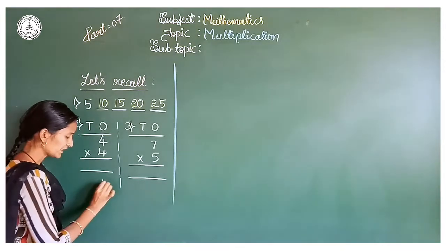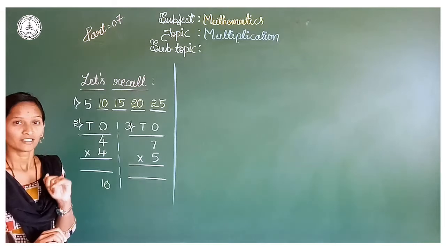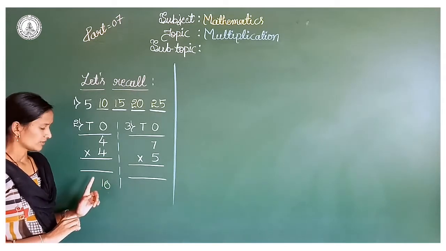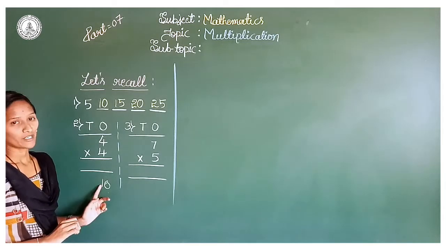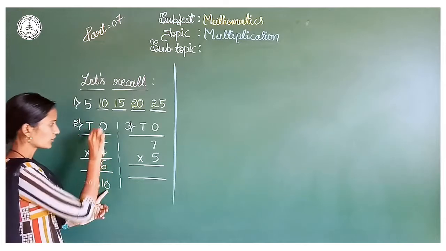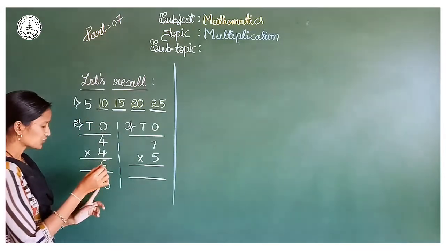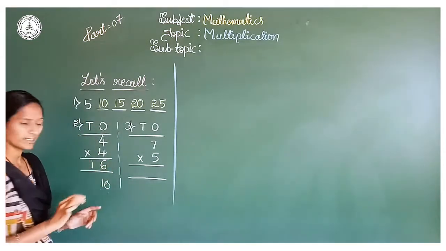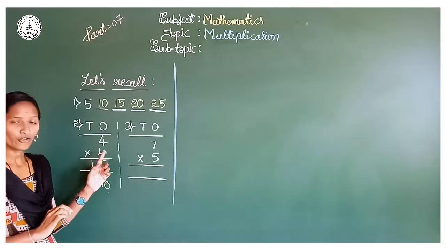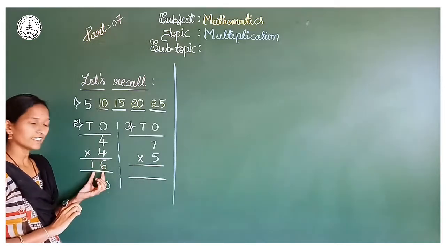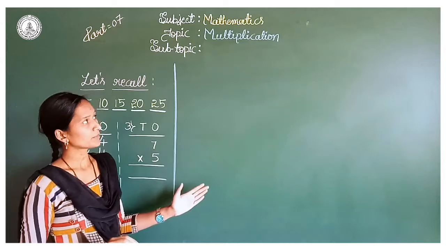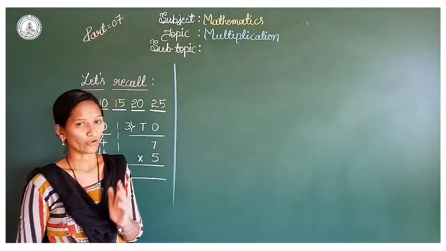But 16 is a 2-digit number, right? 6 is in the place of ones and 1 is in the place of tens. So I am writing the 6 under the column of ones. Next, I am writing this 1 under the column of tens. Right? So in this problem, 4 and 4 are the factors and 16 is the product. So already you know the answer in multiplication, we call it the product.